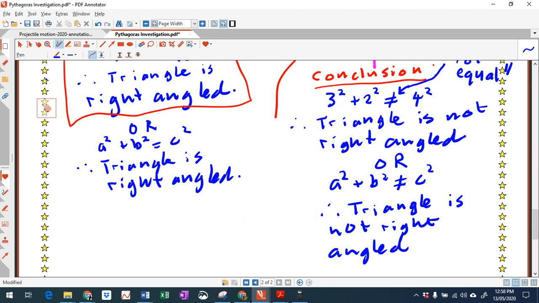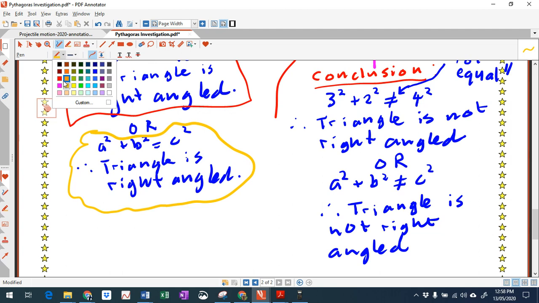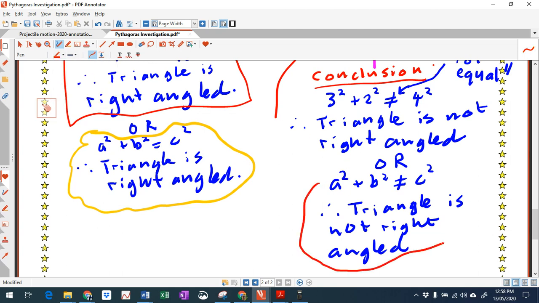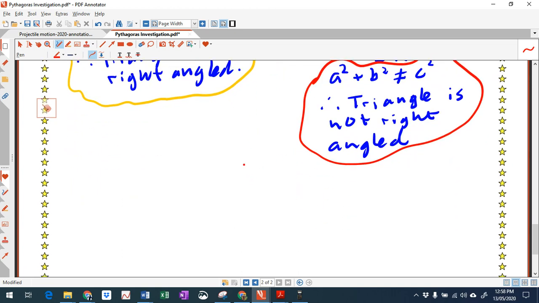Okay, so this last bit is an alternative way you could write your conclusion, all right? So that last little bit there is an alternative, and same over here. This last little bit is an alternative way of writing your conclusion. Okay. Now, just one last thing to finish with.